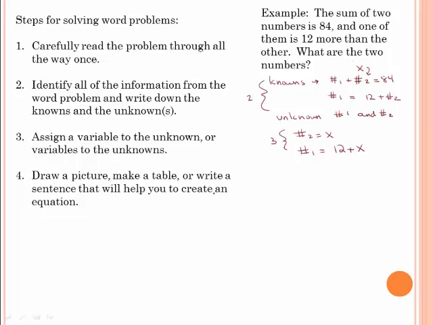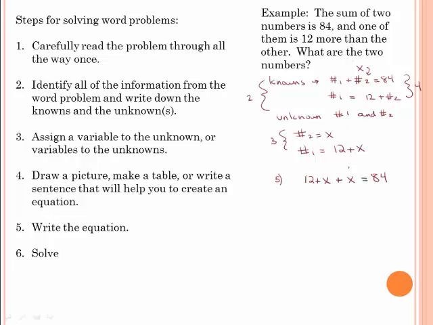Now I can either draw a picture, make a table, or write a sentence to help me create the equation. I kind of already did that right here. I have that number 1 plus number 2 is 84, and number 1 is equal to 12 plus number 2, which gave me this. Now I'm going to write my equation. Number 1 is 12 plus x. Number 2 is x, and together they equal 84.